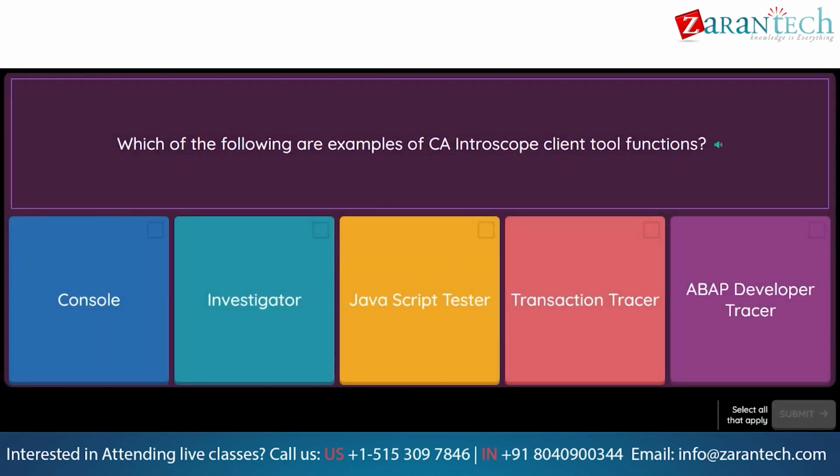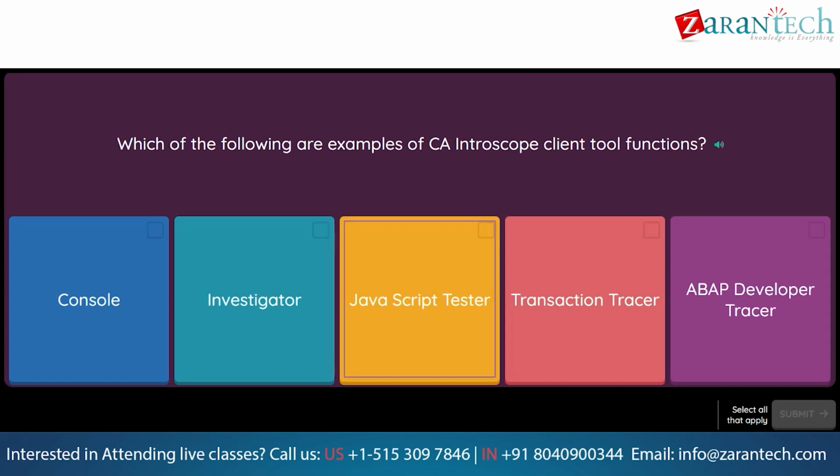Question: which of the following are examples of CA Introscope client tool functions? Option 1: Console. Option 2: Investigator. Option 3: JavaScript Tester. Option 4: Transaction Tracer. Option 5: ABAP Developer Tracer.